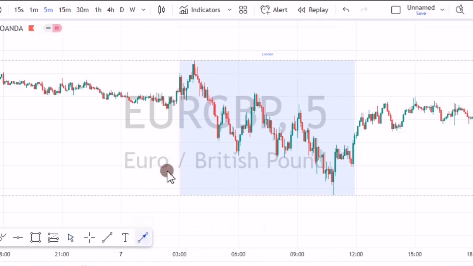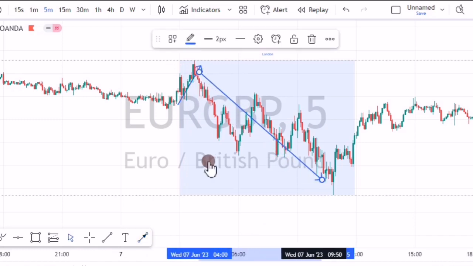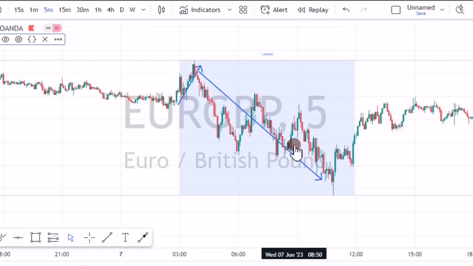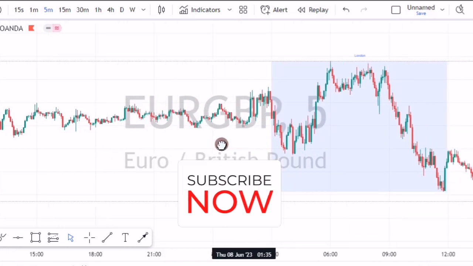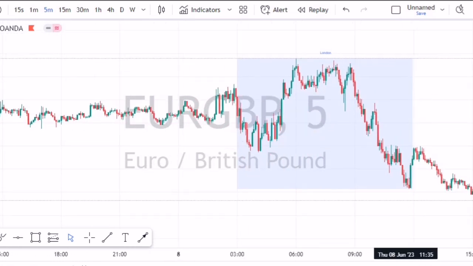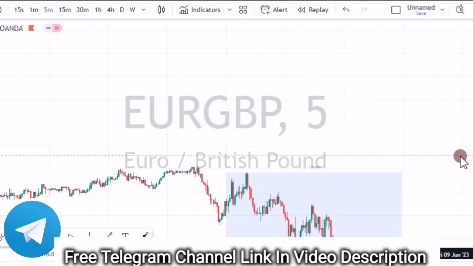Have you ever noticed that when the London session opens, if price started by spiking upwards on Euro GBP, it eventually pulls back, or it eventually changes direction and moves in the opposite direction? And it happens, I can say, 80 to 90% of the time. Let me just start from the beginning.